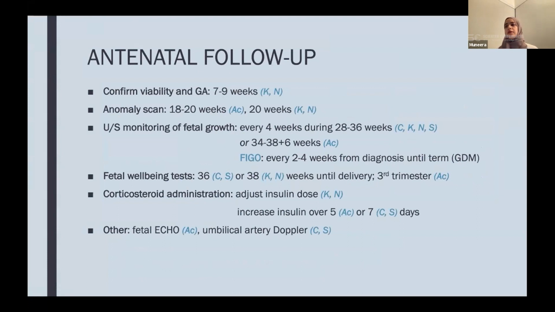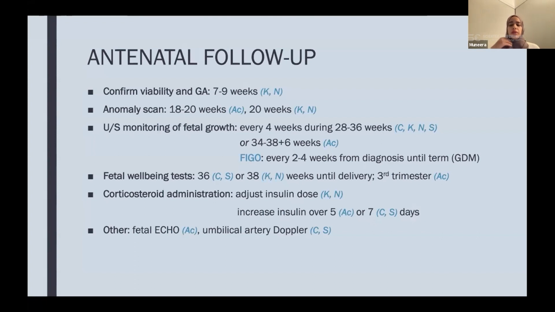Antenatally, we need to follow up patients with diabetes more frequently. So as usual, you'd like to confirm viability and gestational age by 7 to 9 weeks. Then they need to undergo an anomaly scan at 18 to 20 weeks. And we also need to monitor fetal growth through ultrasound. And we'd like to do that every 4 weeks during 28 to 36 weeks.